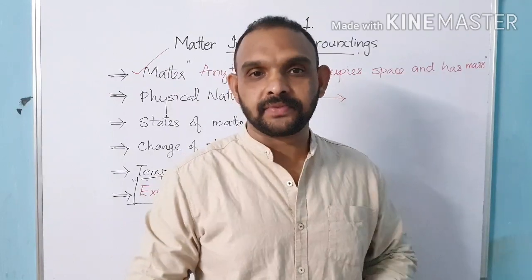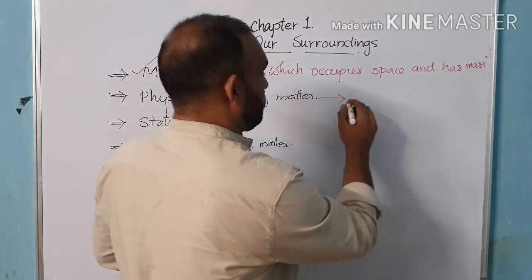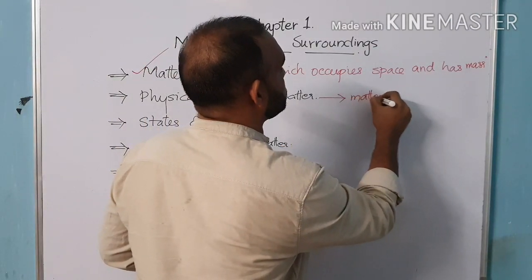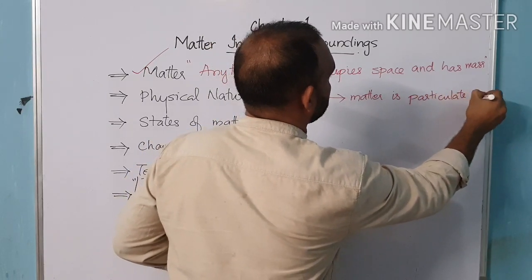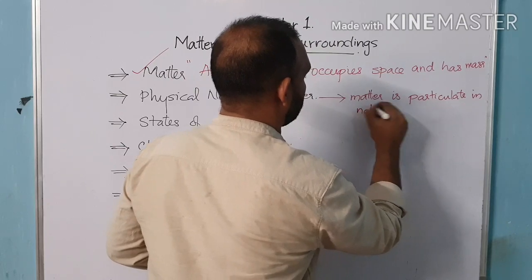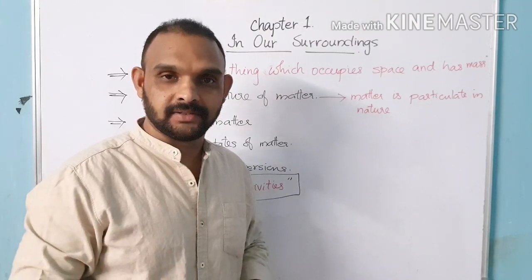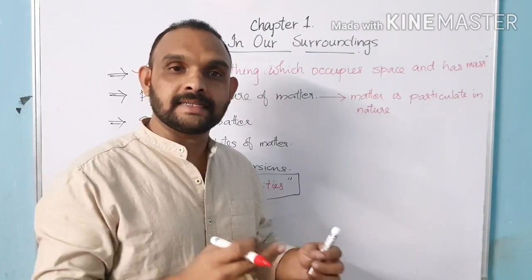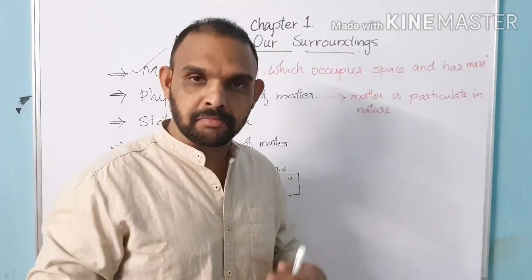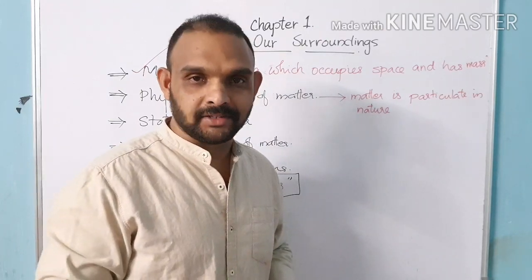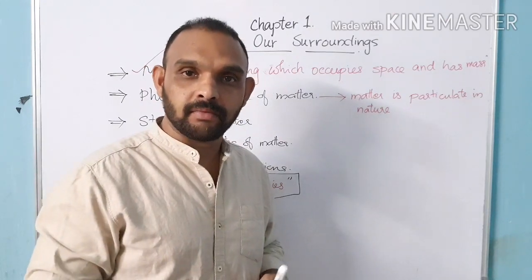So, what is the inference of this activity? The inference of this activity is that matter is particulate in nature. Matter is particulate in nature. That means what? All the things are made up of matter. This table, books, chairs, desk, pen, pencil, everything, human beings, everything is made up of matter. So that is the physical nature of matter. And matter is made up of particles.